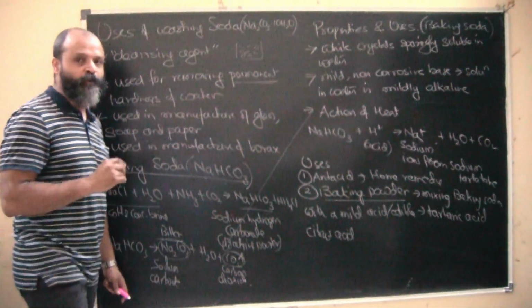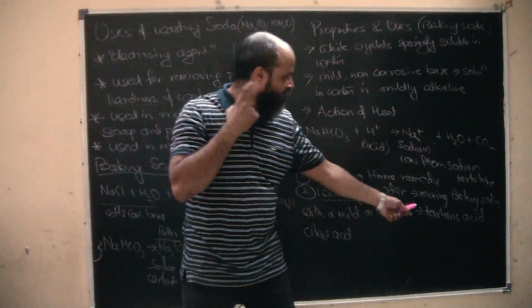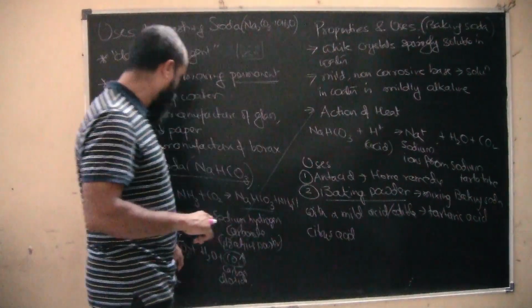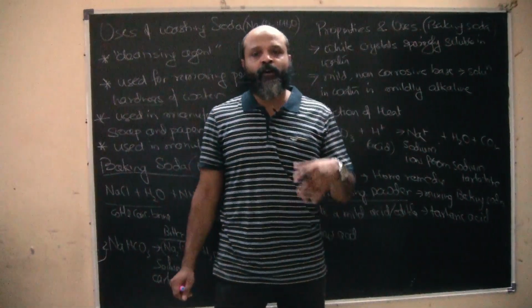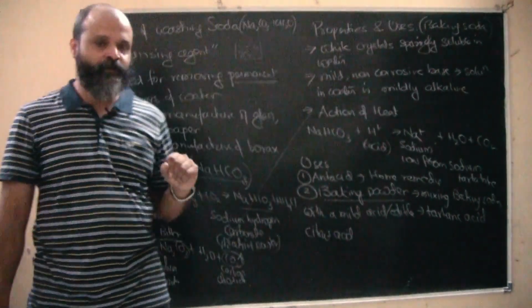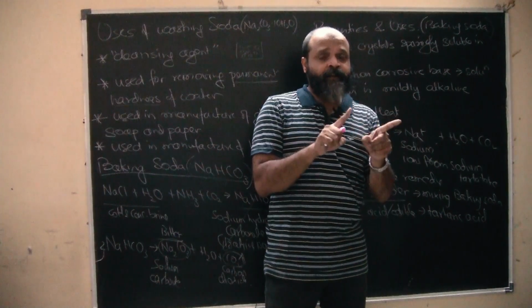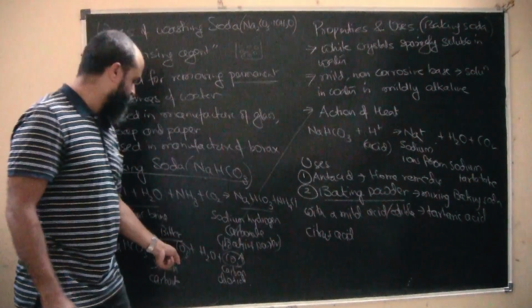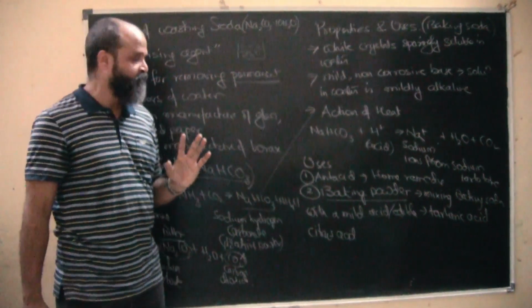So in this case, what we need to do is we add some edible tartaric acid or maybe citric acid. What it will do is it will neutralize the sodium carbonate which is formed, and sodium tartrate will be formed or sodium citrate will be formed, okay. Sodium tartrate or sodium citrate is forming because the tartaric acid or the citric acid is neutralizing the sodium carbonate which is formed, and hence the bitter taste is gone, okay.